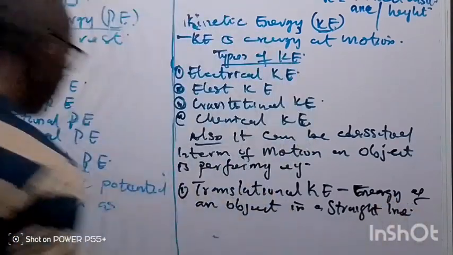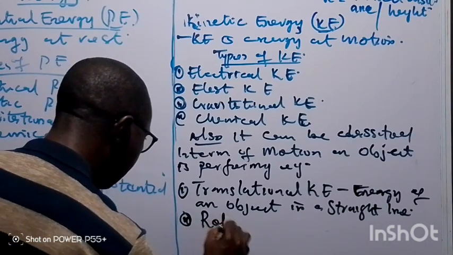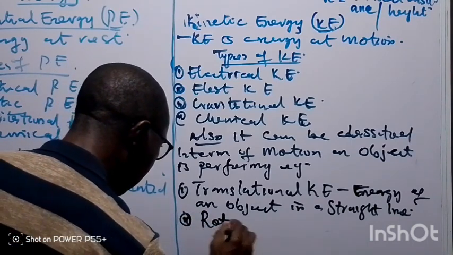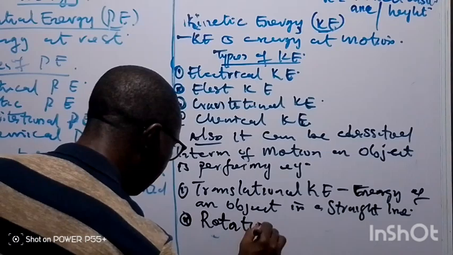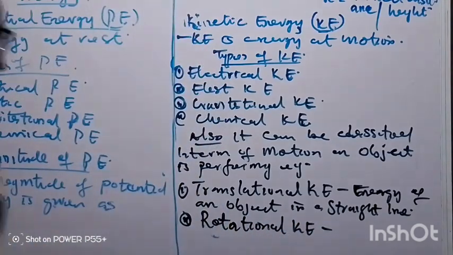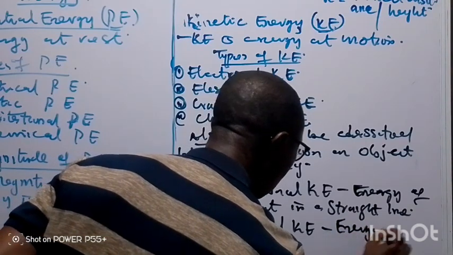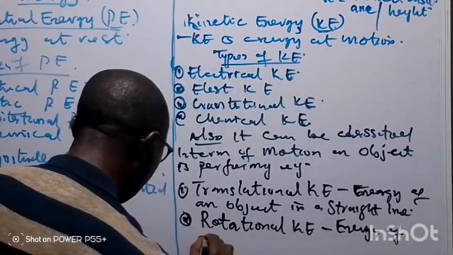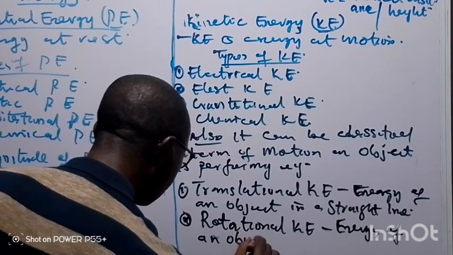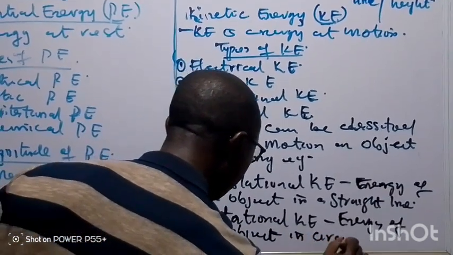So also, number two, we can have rotational kinetic energy. That is energy of an object in a circular path.